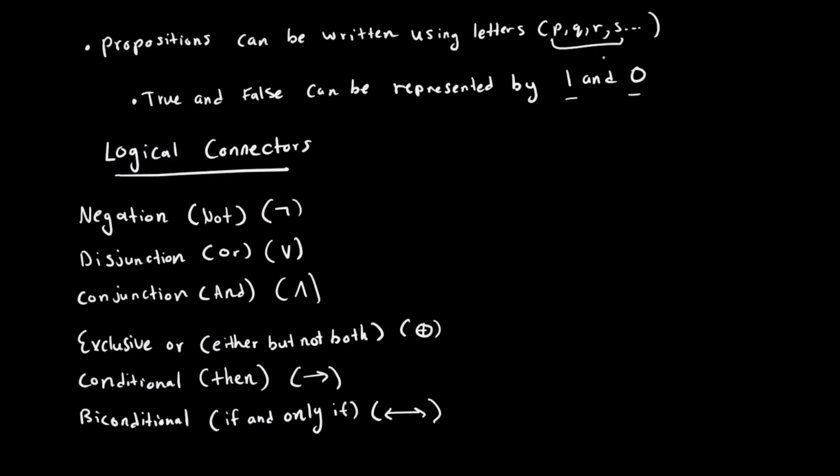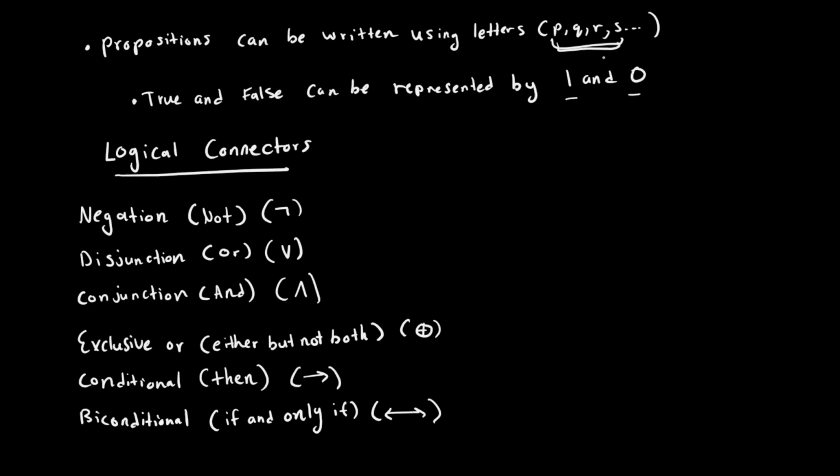Now propositions are commonly written using the letters P, Q, R, and S, but they can basically be written with any letter you like. These are the common letters that you might see on your formula sheet or in your theorems. Furthermore, true and false can be represented by ones and zeros respectively. So if something is true, you can represent it with 1, and if something is false, you can represent it with 0.